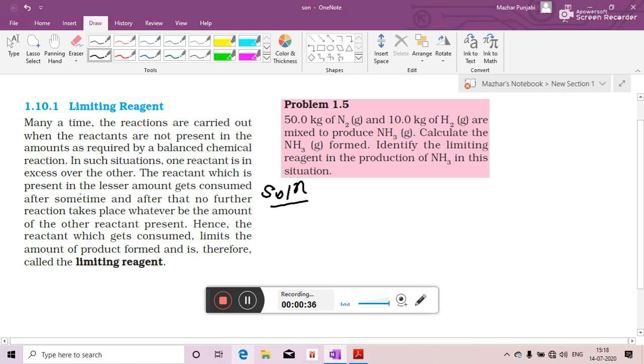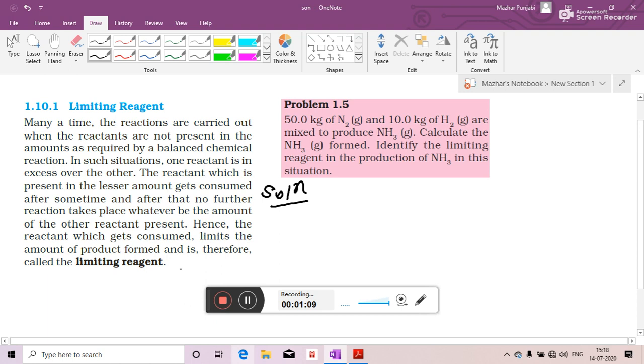The reactant which is present in the lesser amount gets consumed after some time, and after that no further reaction takes place, whatever be the amount of the other reactant present. Hence, the reactant which gets consumed limits the amount of product formed and is therefore called limiting reagent.